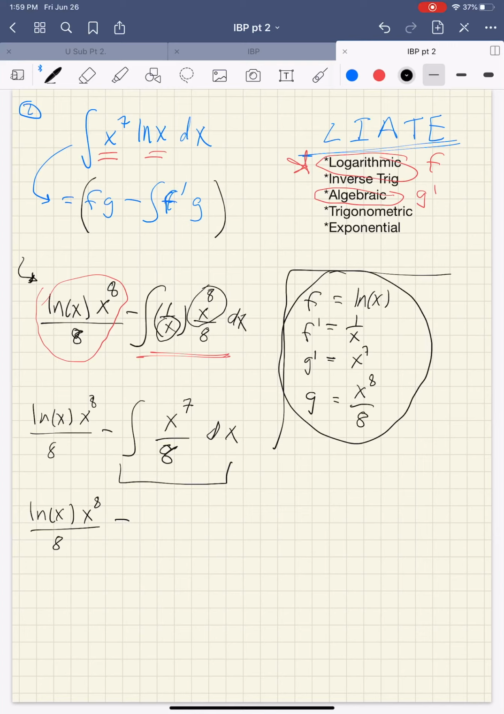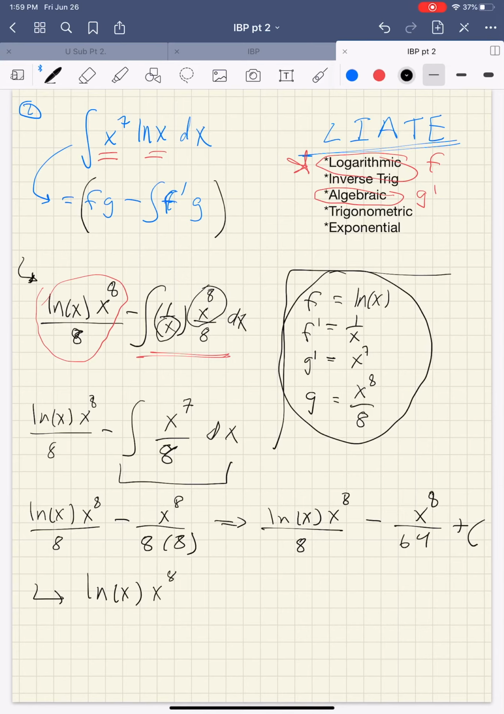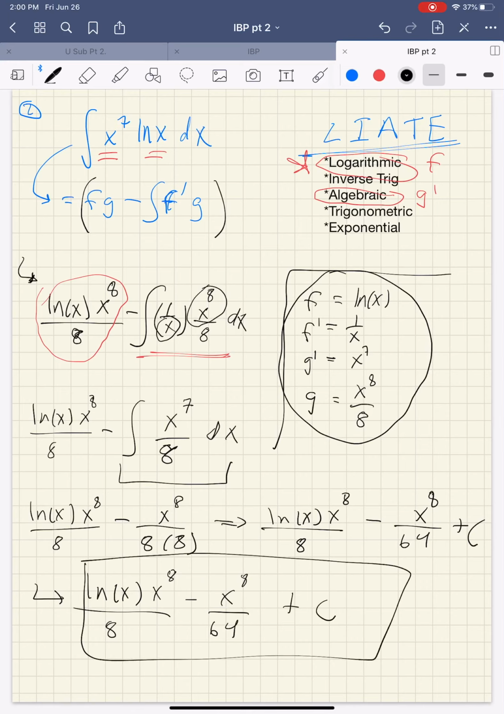And now we have to do the integral of this right here, which is just your simple integral power rule, which is just going to be x to the 8 over 8 times 8 divided by 8. So it would be ln of x times x to the 8 over 8 minus x to the 8 over 64 plus c. And let me write that down again right here so it looks a little cleaner. Minus x to the 8 over 64 plus c. And that is our final answer.